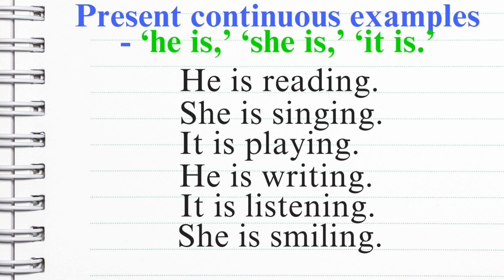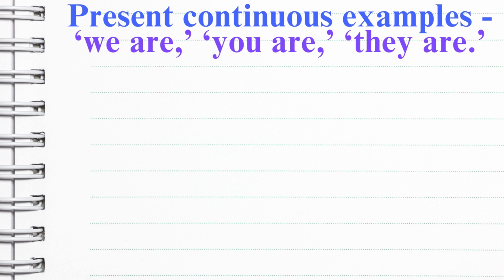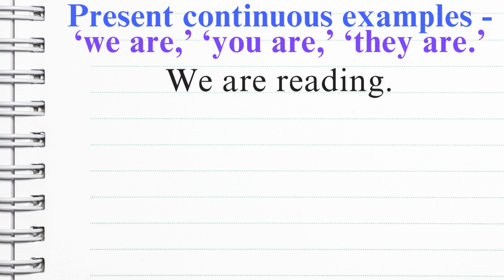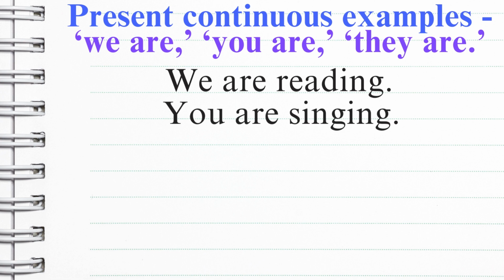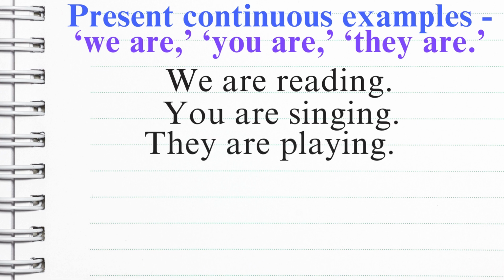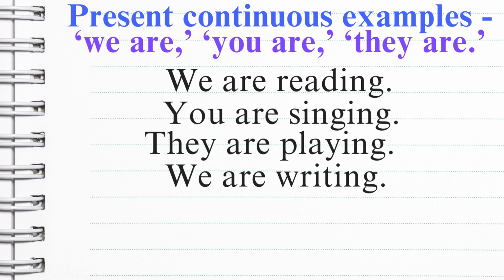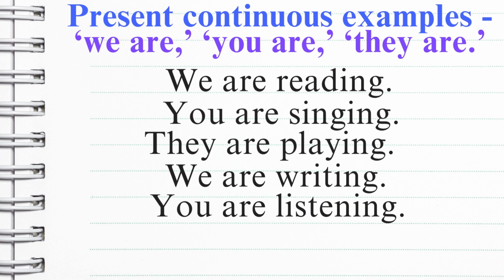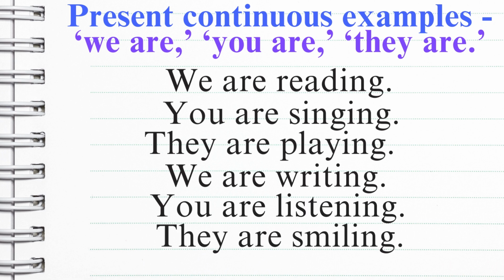Now let's have a look at the group of people. So we are, you are, they are. We are reading. You are singing. They are playing. We are writing. You are listening. They are smiling. So that is how we talk about the present continuous tense.